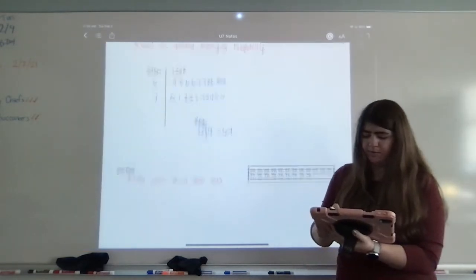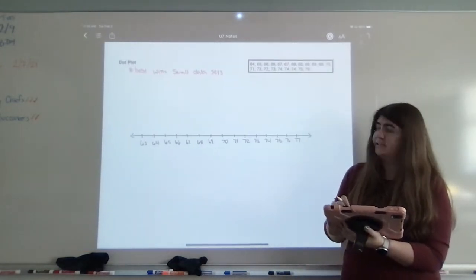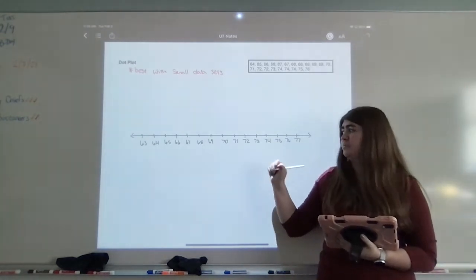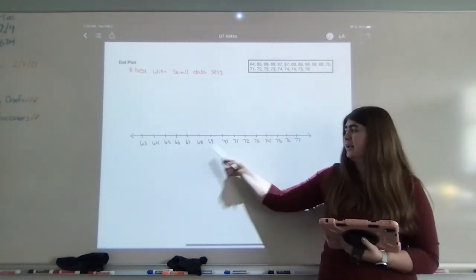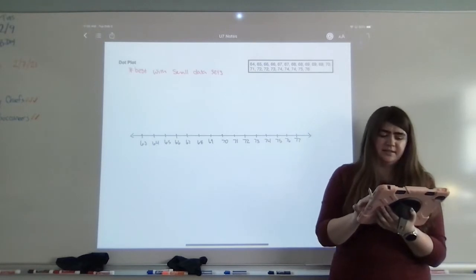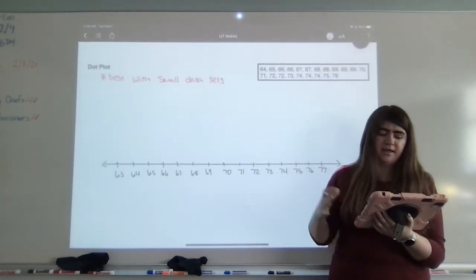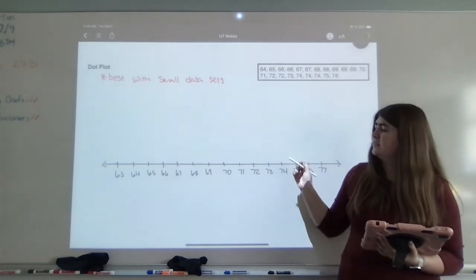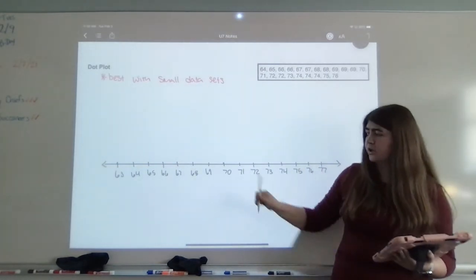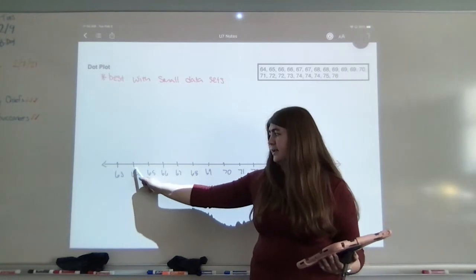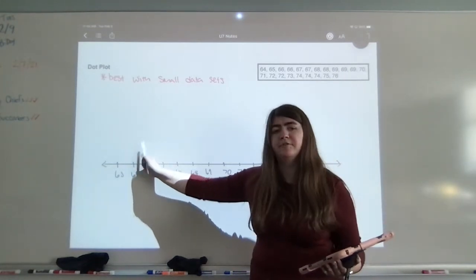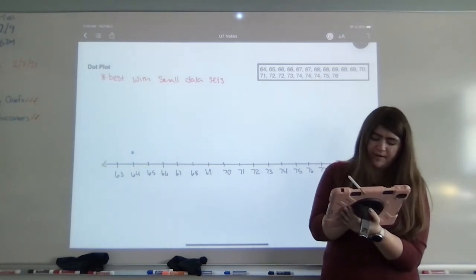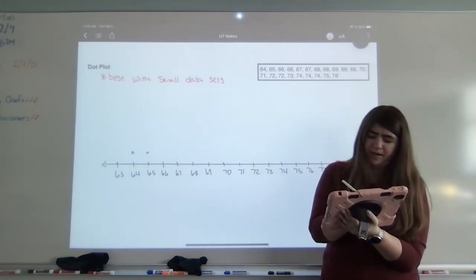Last but not least, we have the dot plot. The dot plot is best with small data sets because you have to plot each point as a dot on a number line. With our data set, we have just enough that a dot plot is a good representation. So we're going to take these, and I have a number at 64, and I'm going to go to 64 on the number line, and I'm going to put a dot right above 64. Then I have 65, so I do the same thing above 65.